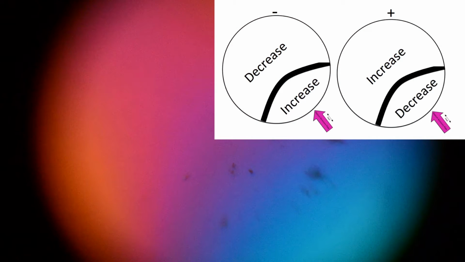Here, I orient my isogyre so that it curves around the southeast quadrant. Take note of the interference colors now. Next, I will insert the accessory plate. Observe the changes for yourself. What is the optic sign of this mineral? If you said biaxial negative, you are correct.